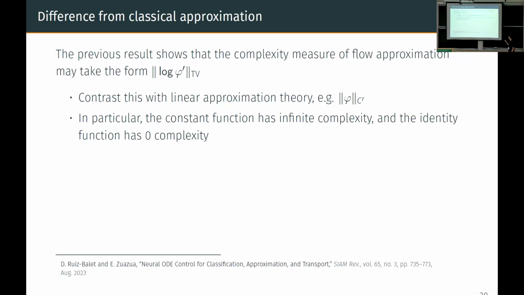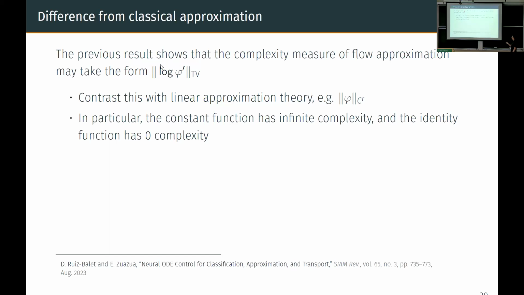And on the other hand, the identity function has zero complexity, right? So if phi(x) equals x, then this complexity vanishes. So this means that the class for which you can approximate using a deep network well seems to have very different structure to the usual kind of Sobolev or smoothness spaces. Okay, but to completely characterize this is difficult.